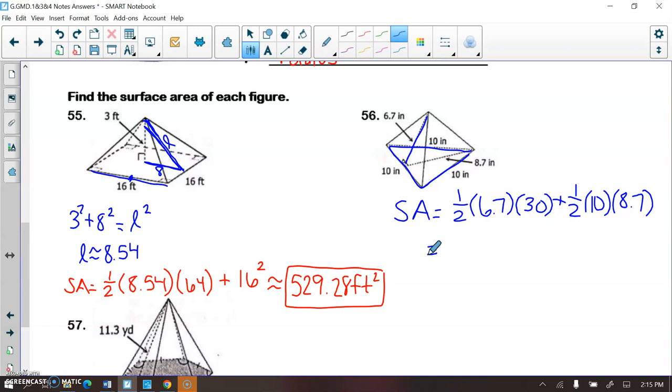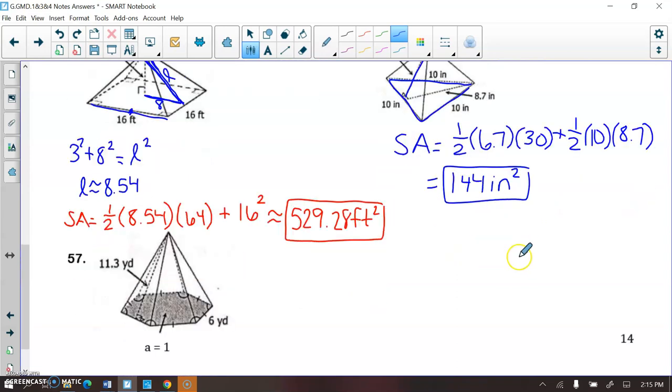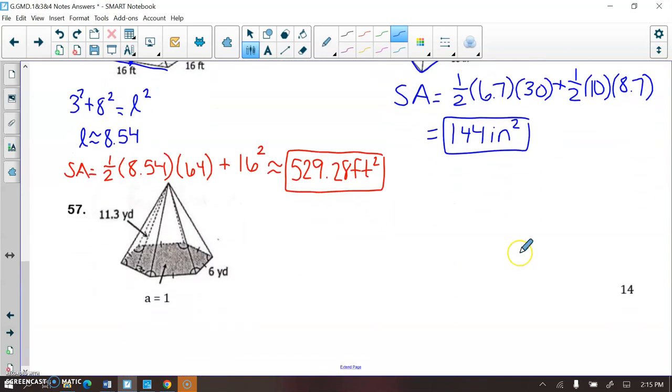I wind up with my surface area being 144 inches squared. All right, so my next one, I have a regular hexagon here. My slant height is 11.3.